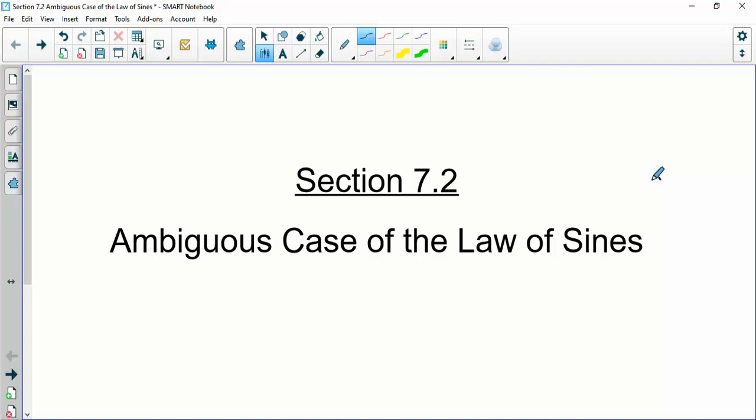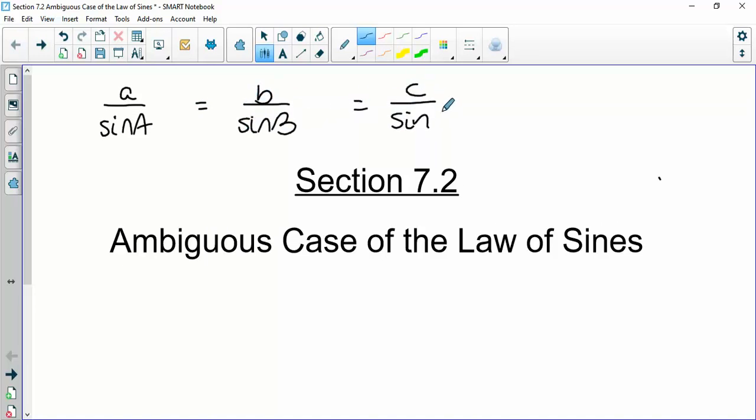Right, so we were doing law of sines. This is not a homework. Remember when I gave it to you last week, it was a over sine of angle A equals b over sine of angle B equals c over sine of angle C. And we would pick two of those ratios at a time and set them up to solve in each triangle. Those did not require a right triangle.